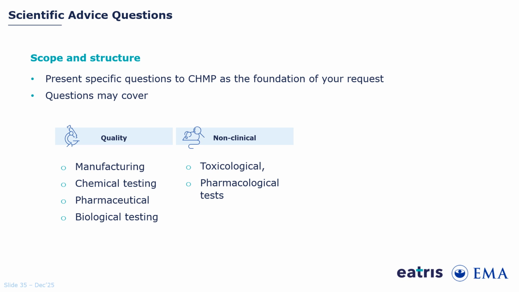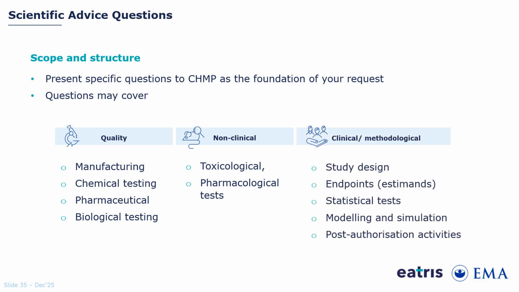clinical and methodological aspects and include appropriateness of study design elements such as randomized or controlled versus single-arm design, choice of comparator, in- and exclusion criteria and selection of primary and secondary endpoints and described using the estimand framework. But they can also relate to statistical tests to use, statistical analysis plan, use of modeling and simulation, or post-authorization activities including risk management plans.